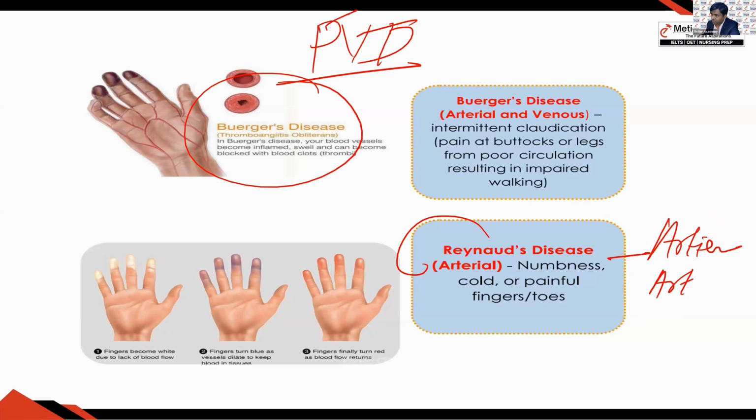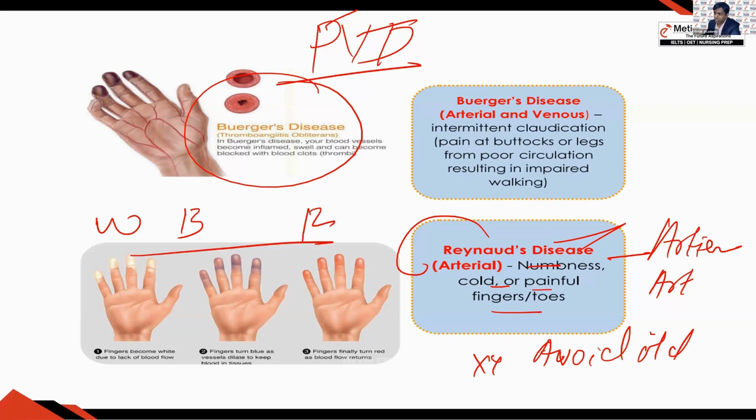When the arteries are affected, every nurse should know the patient will avoid cold exposure because vasoconstriction will be there. Numbness, cold, painful fingers and toes will be there. They avoid cold exposure because of vasoconstriction. Arteries are damaged, so there is no point in exposing them to cold. Vasoconstriction will be there and the condition will worsen. So the important intervention is to avoid cold exposure when you see patients with Raynaud's phenomenon.